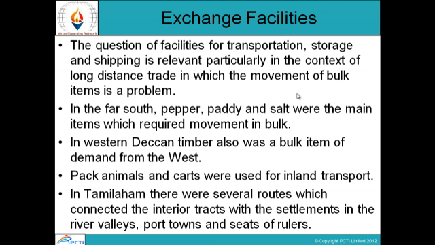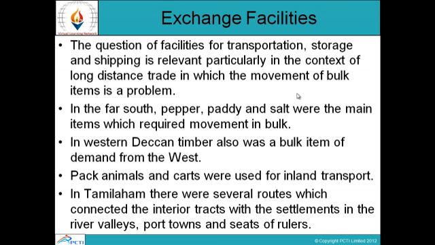Exchange facilities. The question of facilities for transportation, storage, and shipping is relevant, particularly in the context of long distance trade, in which the movement of bulk items is a problem. In the far south, pepper, paddy, and salt were the main items which required movement in bulk. In Western Deccan, timber also was a bulk item of demand from the west.